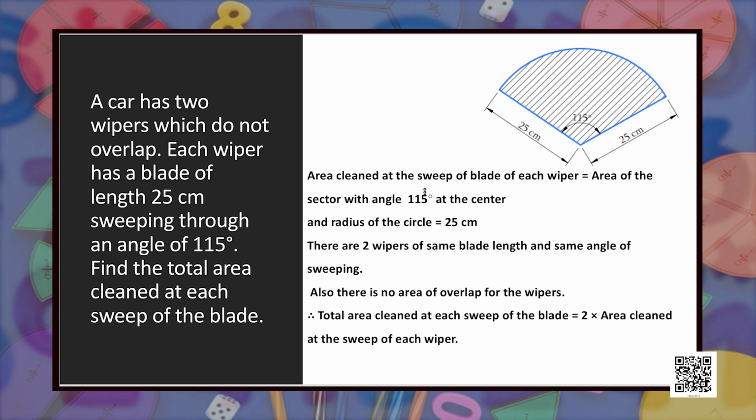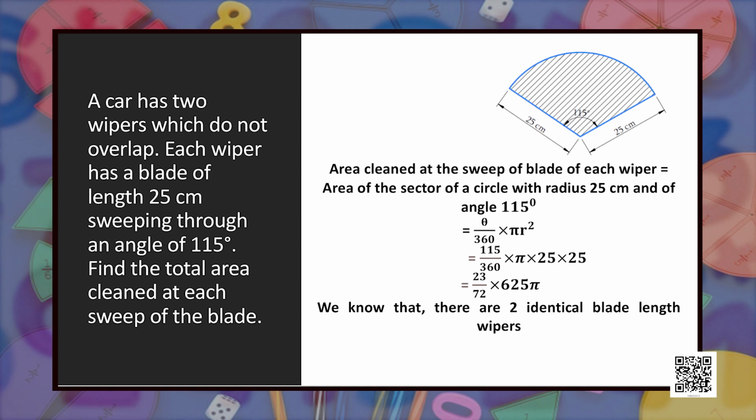So, the area cleaned at the sweep of the blade of each wiper will be the area of the sector of angle 115 degree at the center and radius 25 centimeter. We know that in a car we have 2 wipers of the same length and same angle. So, no area is overlapped by the wipers, right? No area is overlapped. So, total area cleaned will be twice the area cleaned at the sweep of each wiper. So, let us see how.